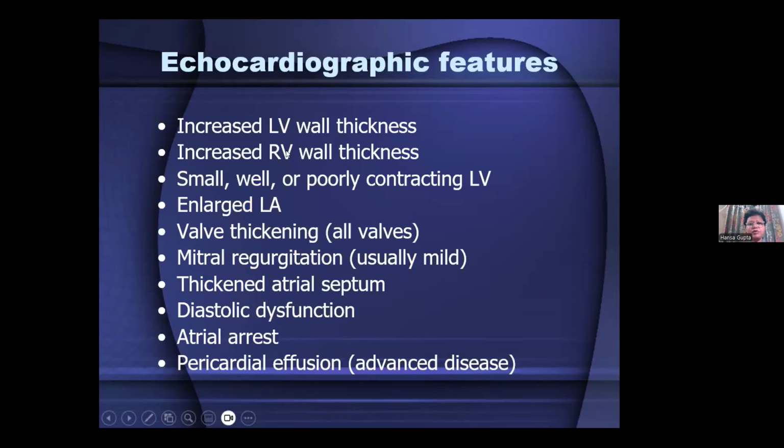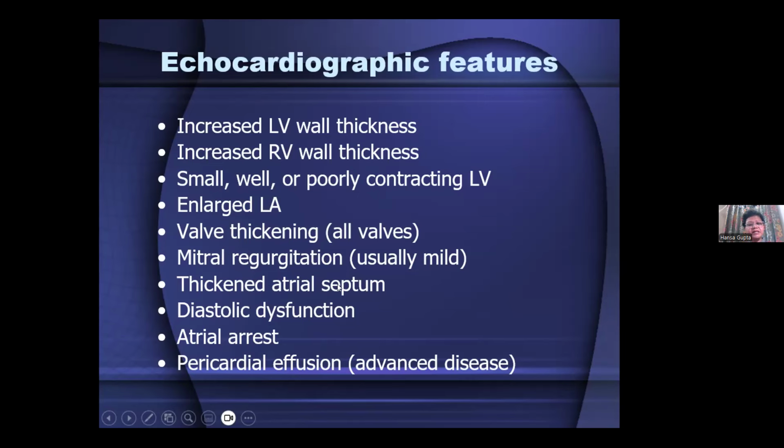Increased LV wall thickness, RV wall thickness. You may also see that spectral appearance, which is talked about, but it is not diagnostic and is not specific of amyloid, hence don't get confused. Small, well, or poorly contracting LV. The enlarged LA, again, due to systolic diastolic dysfunction. There are valve thickenings, which is important. There can be mitral regurgitation, but mild.